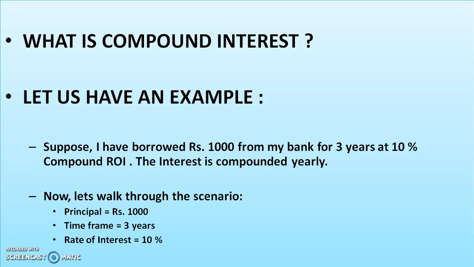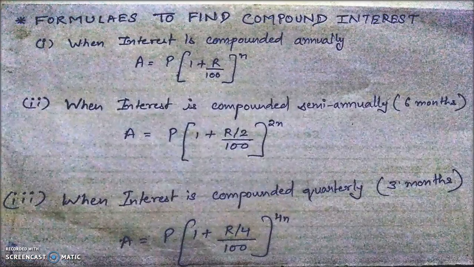Now let's go through the formulas. Let's start with the standard formula. When the interest is compounded annually, the amount is the principal times (1 plus r by 100) to the power n. n is the number of years, r is the rate of interest. This is the standard formula.